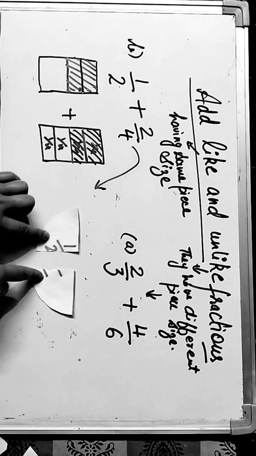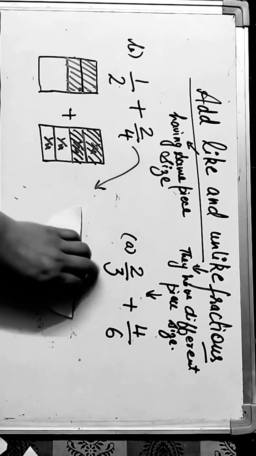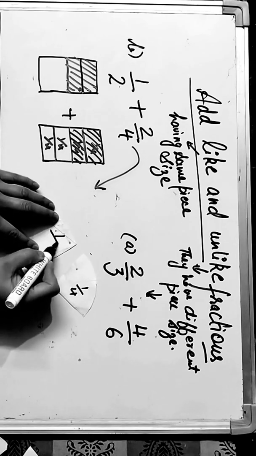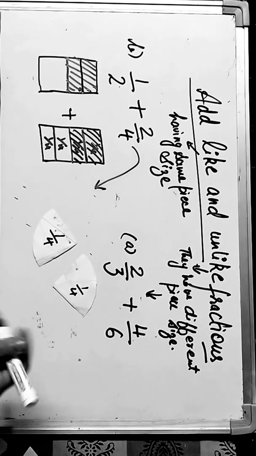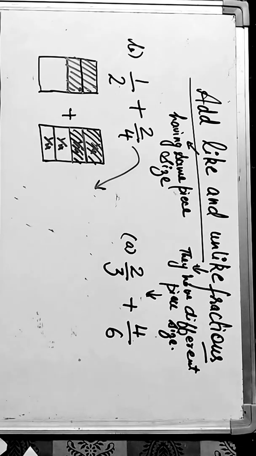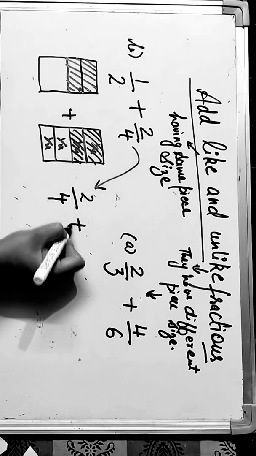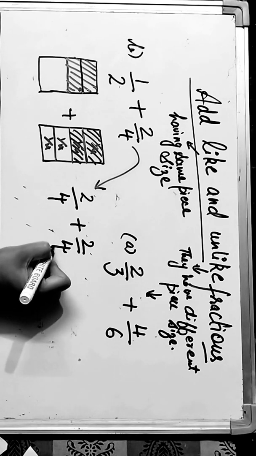If I cut it into 2, it will look like fourths. So from half, how many fourths can we take out? We can take out 2/4. Okay. So half and 2/4 means we are adding 2/4 to 2/4.